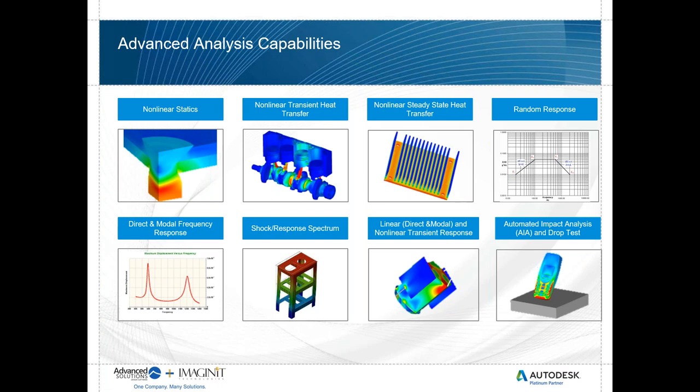All right. Now, we also have direct and modal frequency responses, where we're looking at how a frequency affects something. Okay. Now, we also have what's called a shock response spectrum. All right. So this is used to predict effects of a structure when subject to a shock response. So here we're talking about things like a seismic event, or an impact, or an explosion.